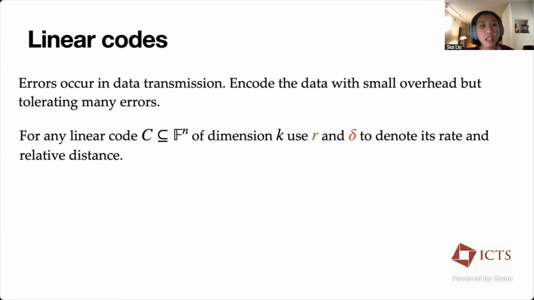So let's just say we'll be considering codes in this talk, and more specifically, we'll be only considering linear codes of some finite vector space F^n. And I'll use the notation K to denote the dimension of the subspace, and also use little r and delta to denote the rate and the relative distance of the code.